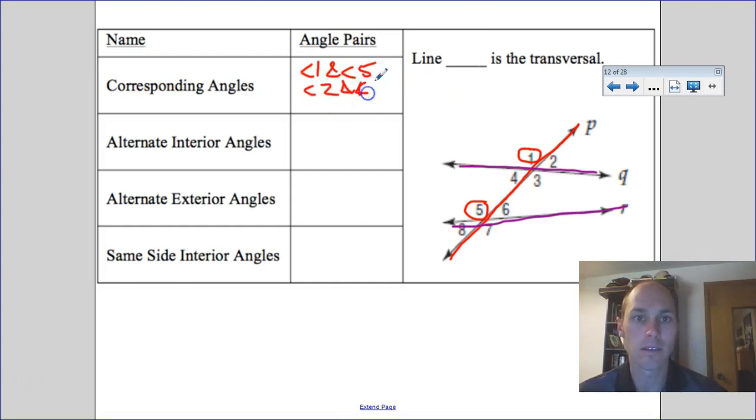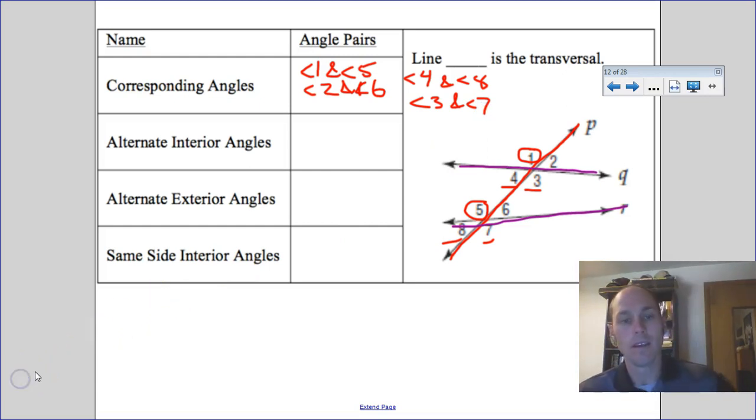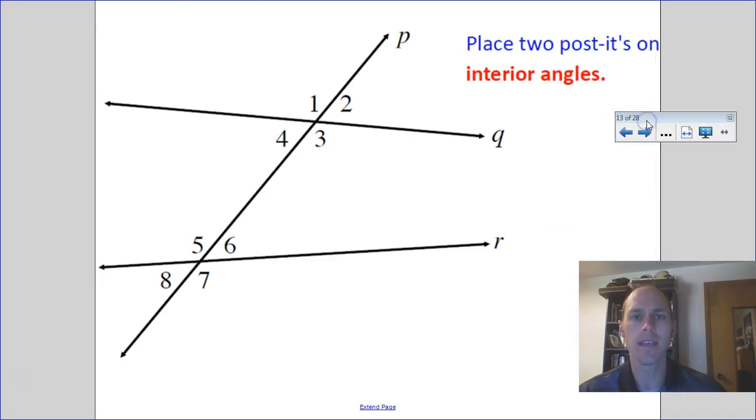And we also have 4 and 8, kind of looking at those below. And the other corresponding angles would be angle 3 and angle 7. Okay, so those are the corresponding angles. So as you think of corresponding angles, you can remember them as being in corresponding positions in regards to the transversal line.